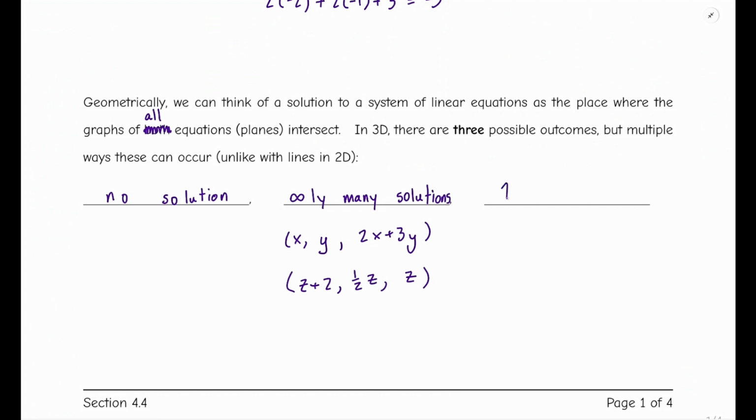And then you can only get one solution as well. And that's where you're going to get an ordered triple, like (1, 2, 3), or x equals 3, y equals negative 1, and z equals 11. That's what your answers will look like when there's one solution.